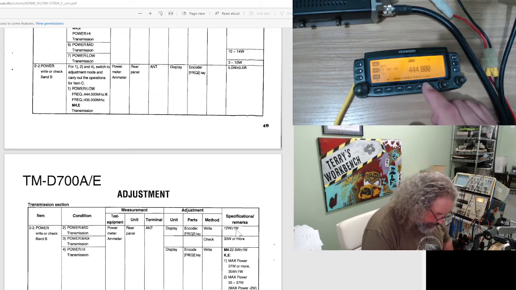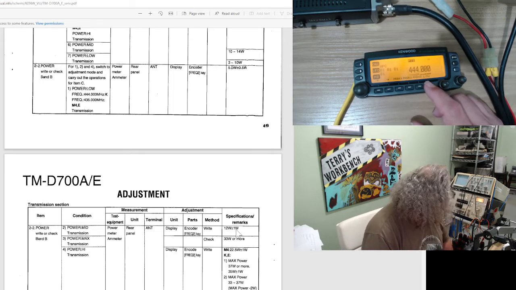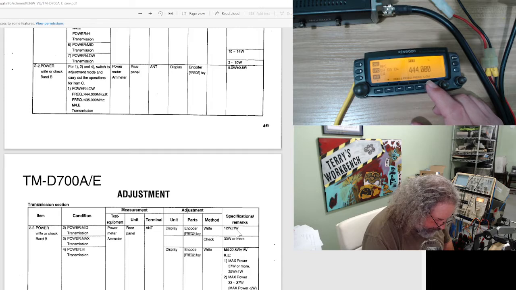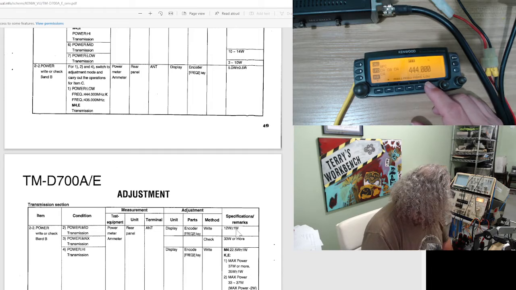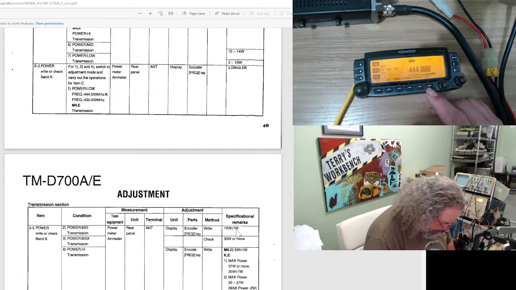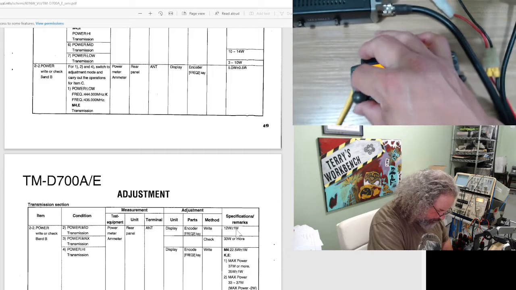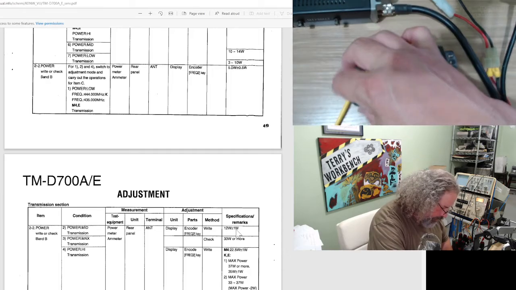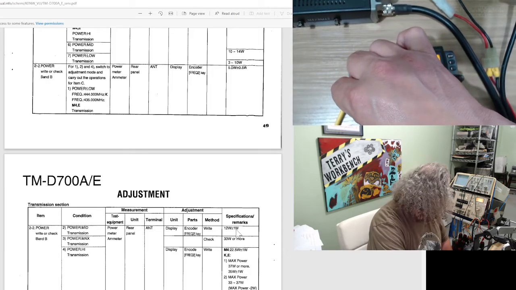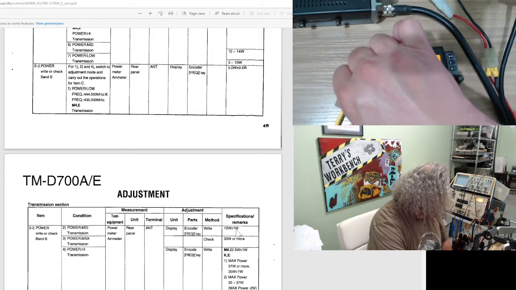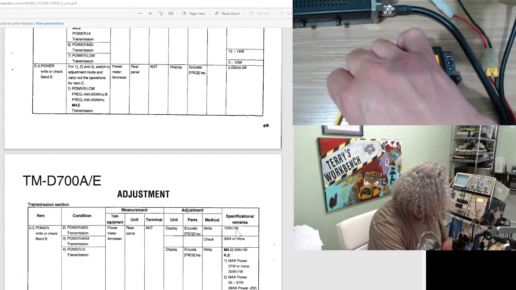That's bad. Medium power has power. Low power has power. High power does not have power. Oh, there we go. It was beyond. Wow, look at that. Overcurrent protection or something.